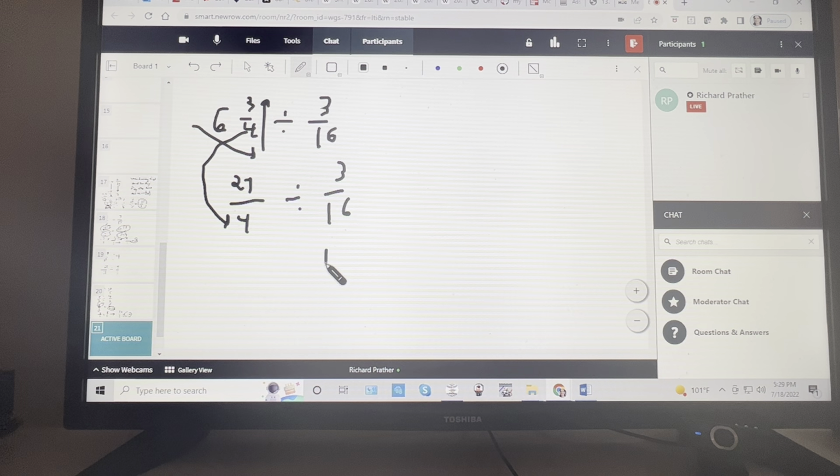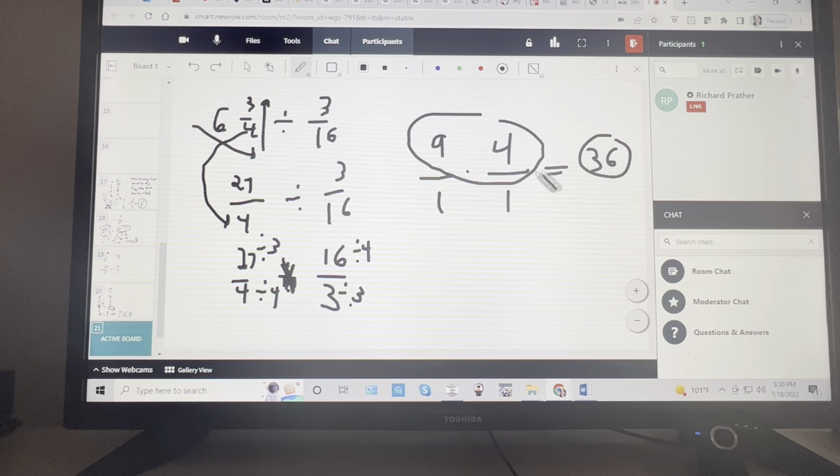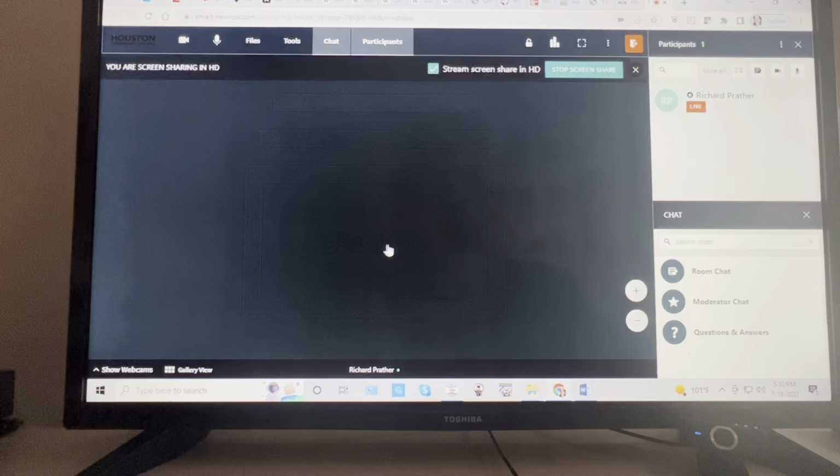When dividing fractions, don't be shy. Flip the second and multiply. Whoops. I said it, but I didn't write it properly. Multiply. Notice you don't flip the first fraction, you only flip the second one. 27 and 3 both divide by 3. 16 and 4 both divide by 4. 27 divided by 3 is 9. 4 divided by 4 is 1. 16 divided by 4 is 4. 3 divided by 3 is 1. If the bottoms are all 1, the answer is just the top. 9 times 4. Maybe you noticed that on the other ones where I kept writing 1s. 36 is the final answer.